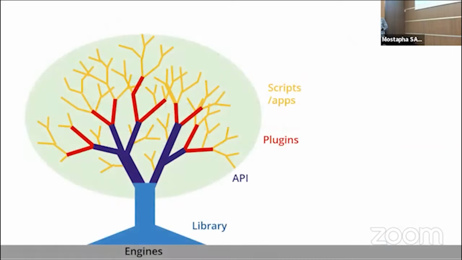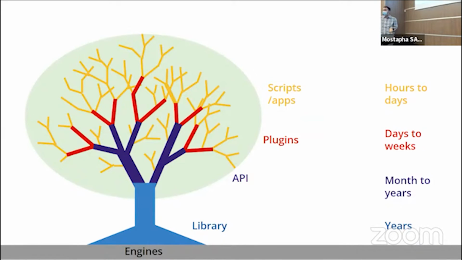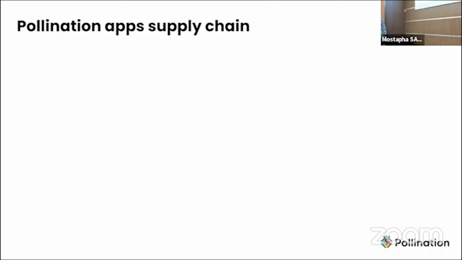What does that mean? It means now, on top of all the libraries, APIs, plugins, everything that we have developed, you can develop the scripts in hours or days. If you wanted to develop a plugin, it would take you a day to weeks. An API takes months to years. A library, it takes years to develop a library that you can use. Now with these apps, we hope that by learning a little bit of Python or hacking a little of other people's code, you can do this stuff in hours to days.